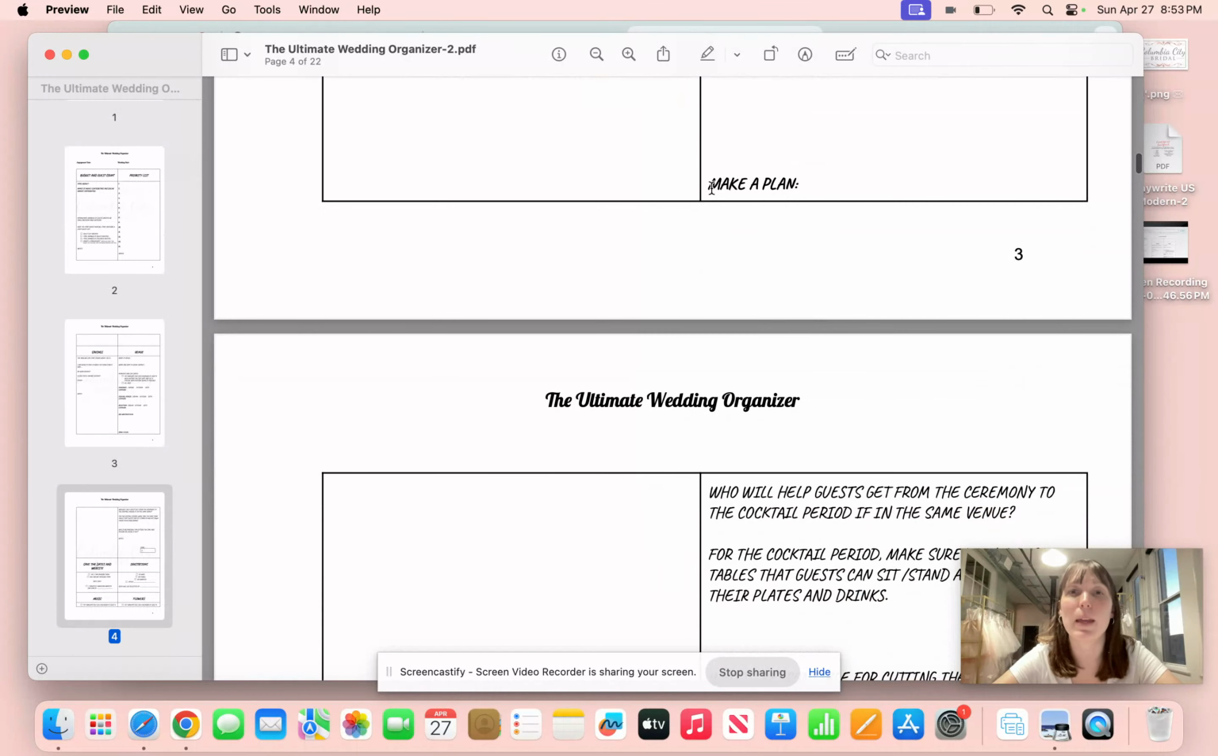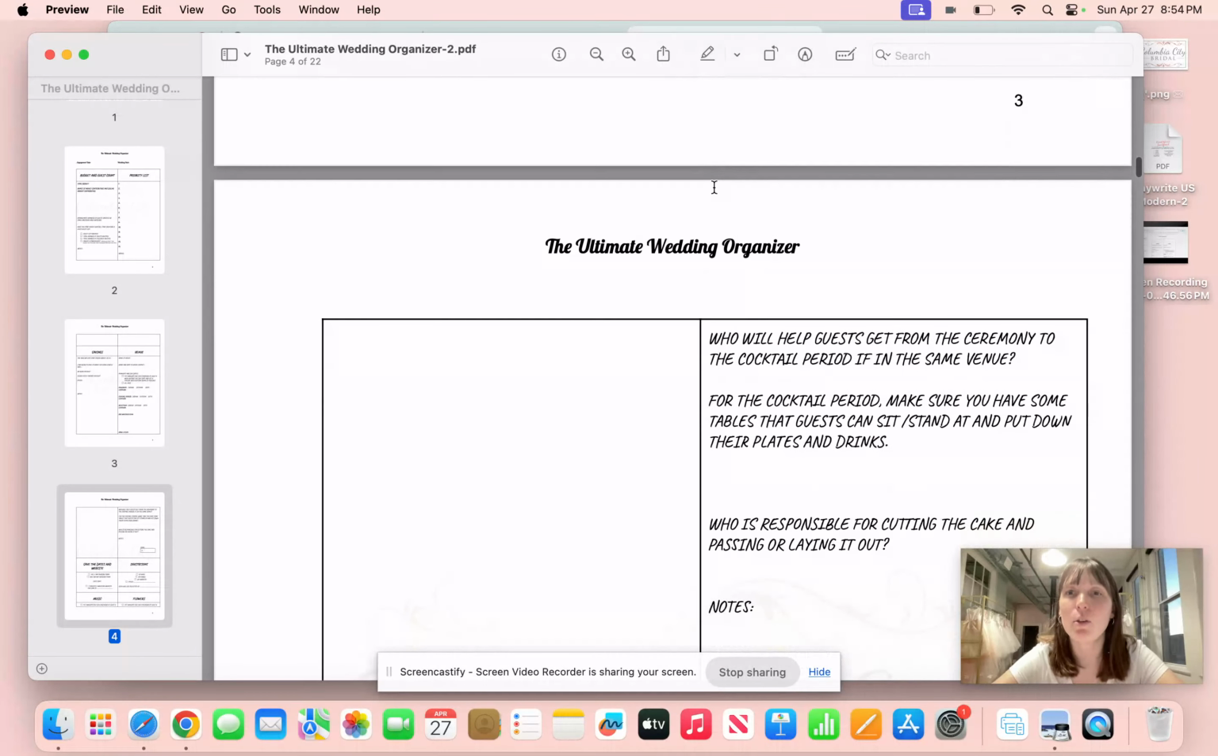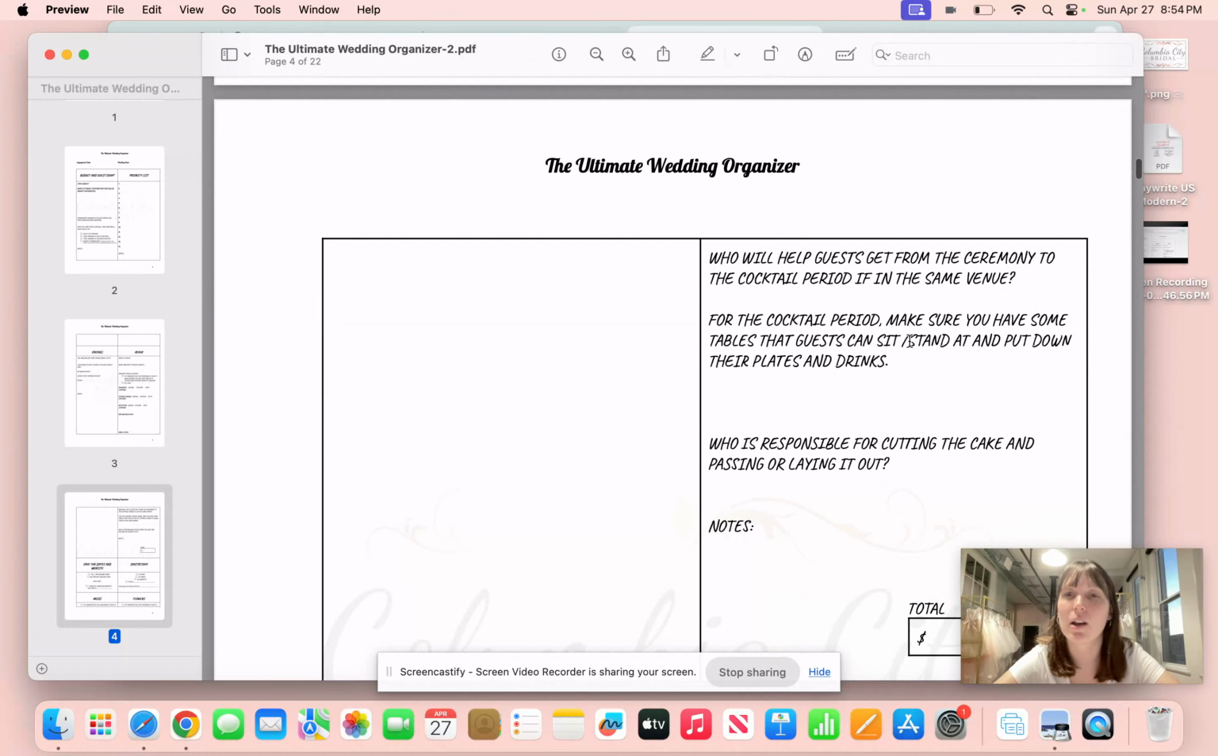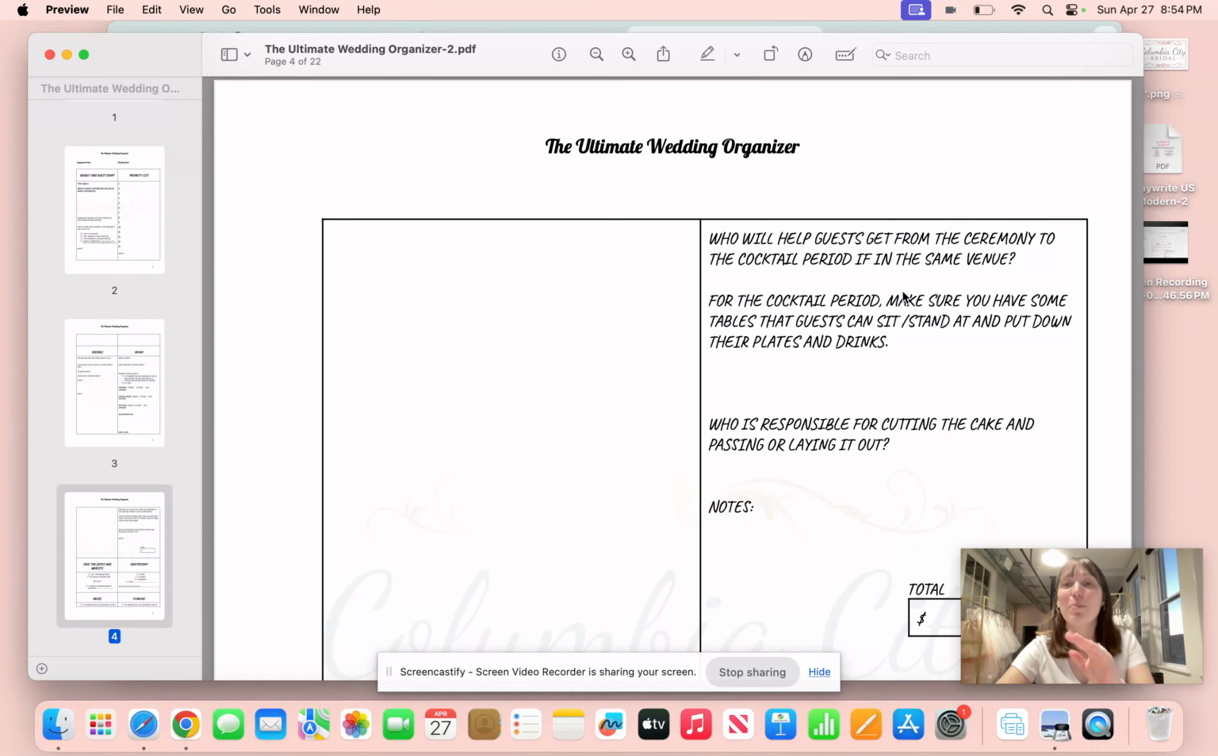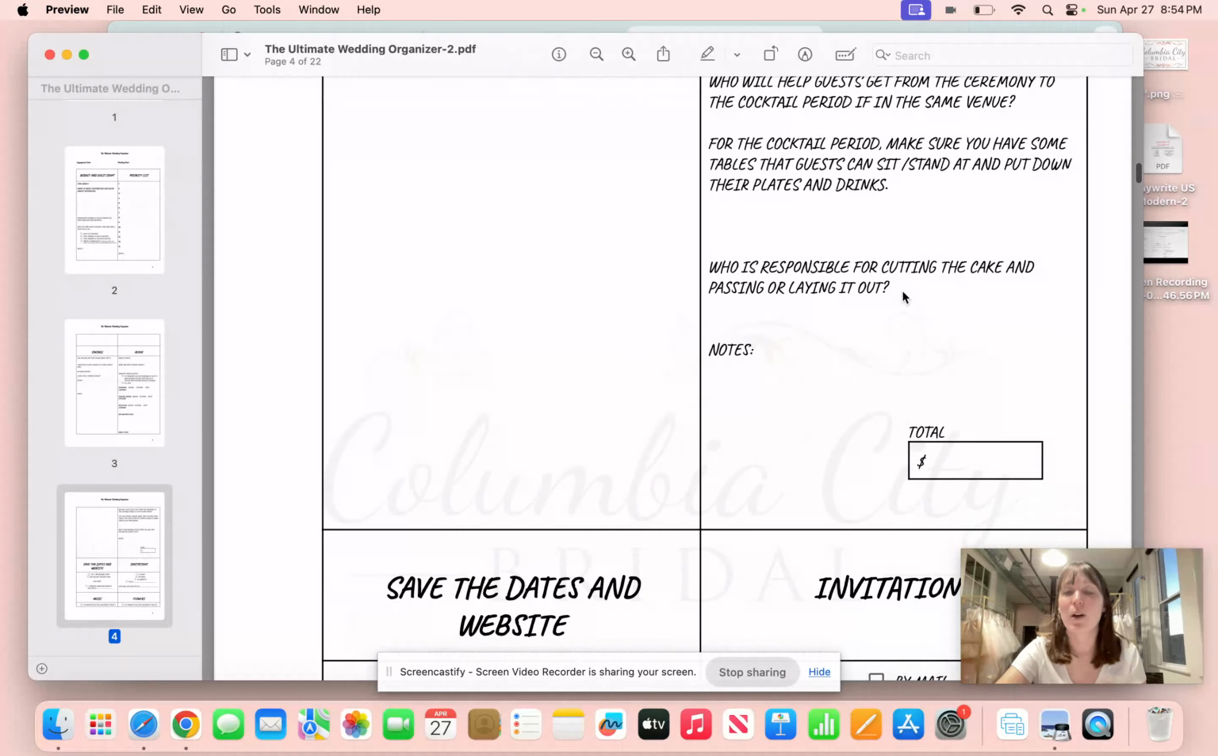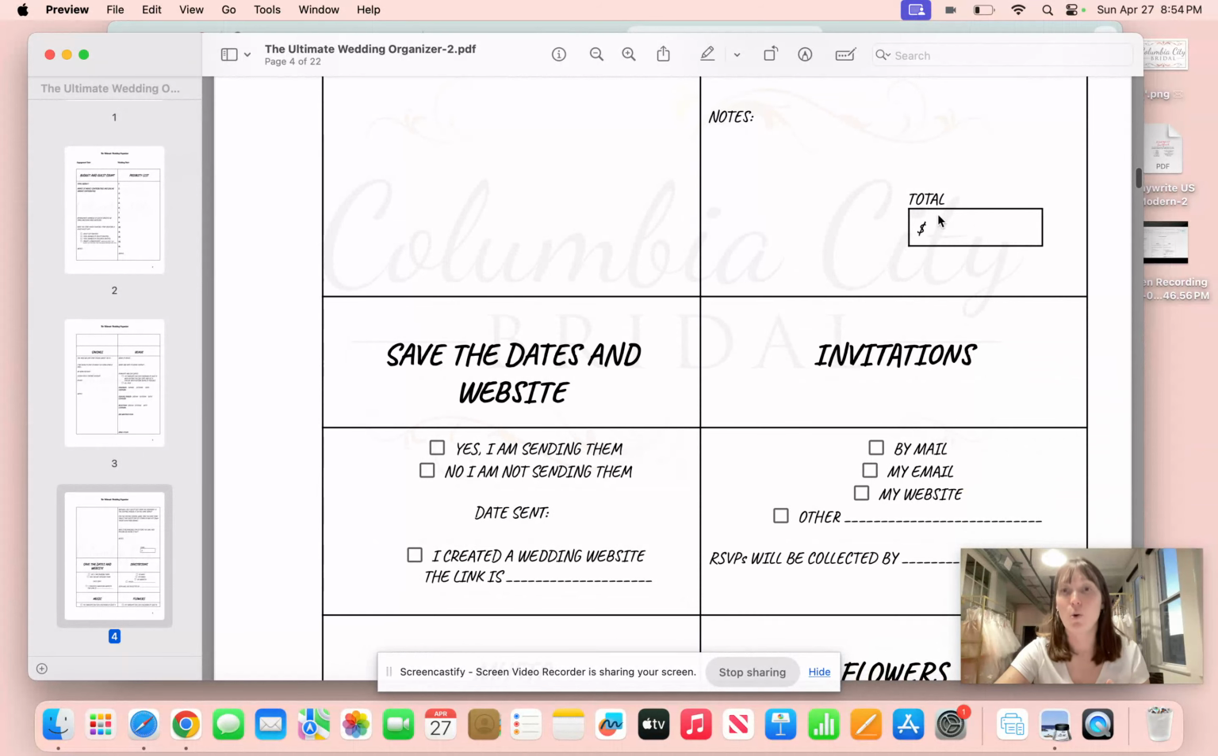Down here, I do have make a plan. Who's going to help the guests from the ceremony to the cocktail period if in the same venue? See, these are things apps do not tell you about. So I want to help you think about these things so you're not scrambling the day of and saying, "Mom, can you figure this out for me?" Because you all have jobs you need to do and you need to focus on. So yeah, more information on there, things to think about. Total, how much is all that going to cost you?